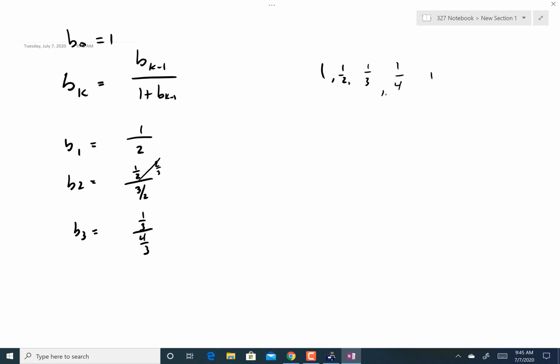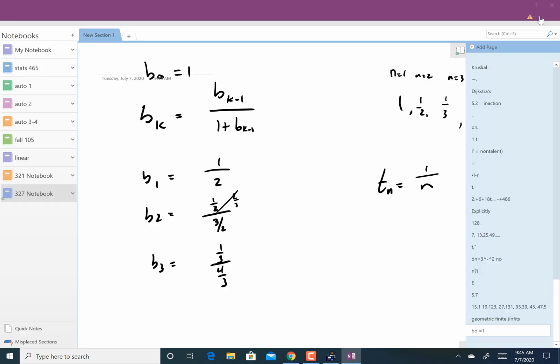Okay. Now, let's think about this for a minute. That's pretty straightforward. What would our t sub n look like? This one is neither arithmetic, that is, we're adding the same amount, nor is it geometric. It's just a different weird one. This is n equals 1, n equals 2, n equals 3, n equals 4. So this sure looks a lot like 1 over n. That's what it looks like to me, and that would be the answer.